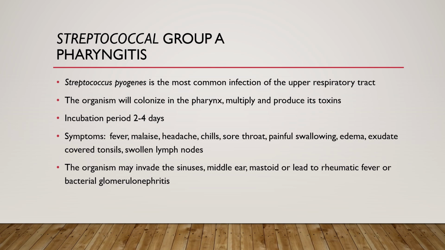Pharyngitis is most of the time, about 60%, from viruses, and 40% of the time pharyngitis comes from a bacterial source. The reason Streptococcus group A is so important is because it can lead to other things such as sinus infections, middle ear infections, infections of the mouth, or it can lead to rheumatic fever, which is an infection of the heart valves, or bacterial glomerulonephritis, which is an infection of the nephron of the kidney.